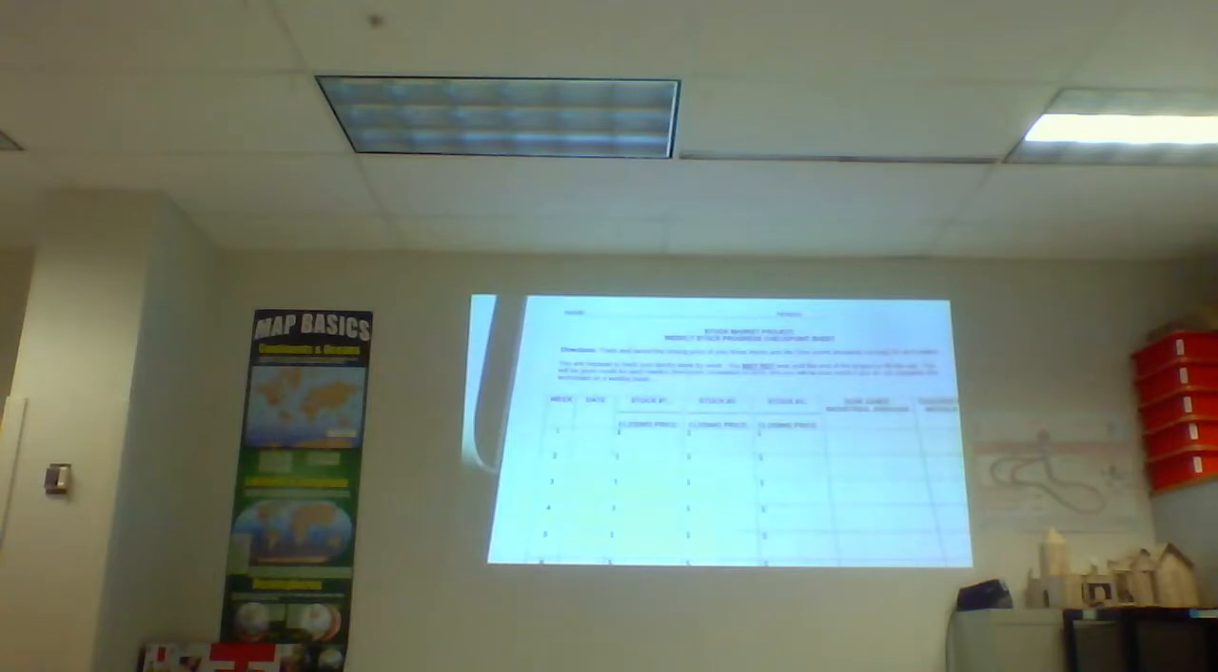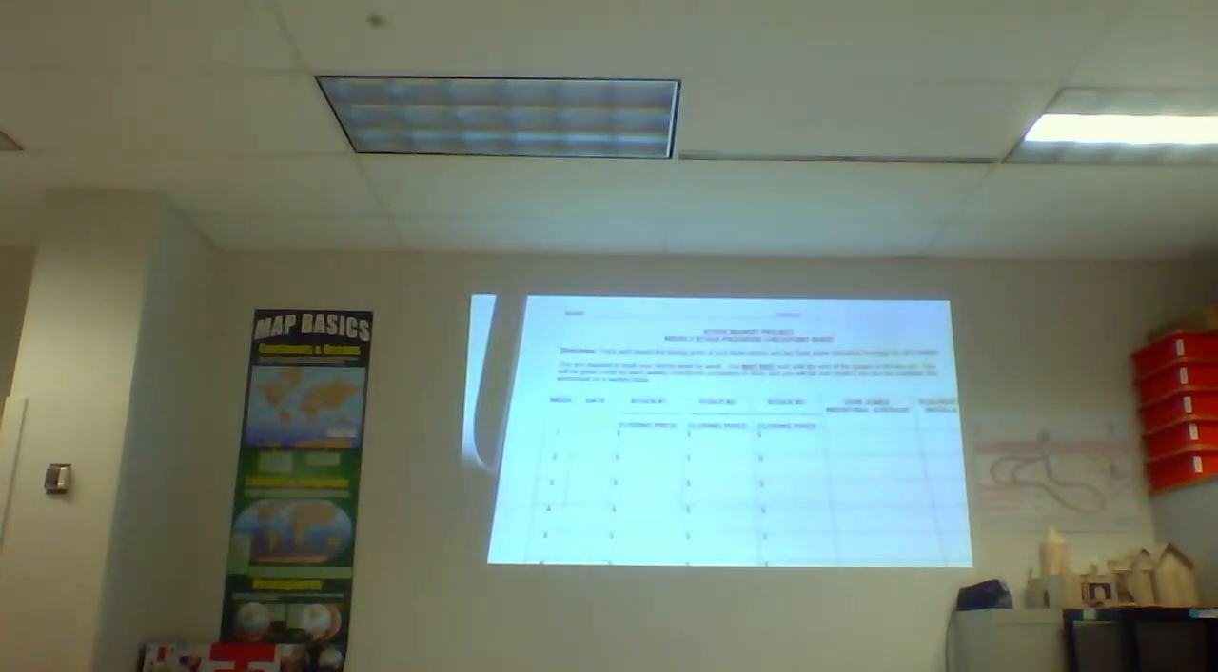Hi everyone. So today we are going to be tracking our stocks for the first of 6 weeks. What you'll need to do in your packet is go to your stock progress checkpoint sheet. You'll notice that there are 6 weeks listed on here. Today we're going to be filling out week number 1.